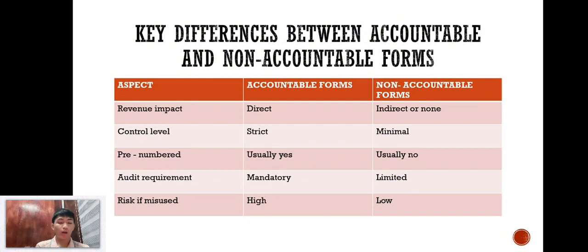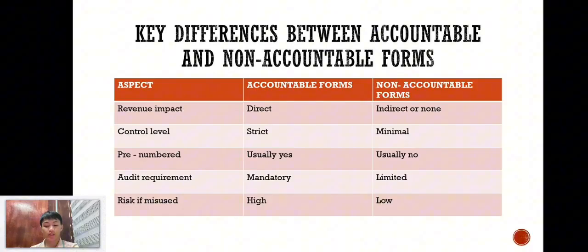Second, level of control. Accountable forms are strictly controlled because they are sensitive documents. They are carefully issued, monitored, and stored to prevent fraud, abuse, or loss. Non-accountable forms have minimal control requirements since they do not directly involve financial accountability. Third, pre-numbering system. Most accountable forms are pre-numbered. This numbering system helps track every form issued and ensures that no document is lost, duplicated, or misused. Non-accountable forms are usually not pre-numbered because strict tracking is generally unnecessary.